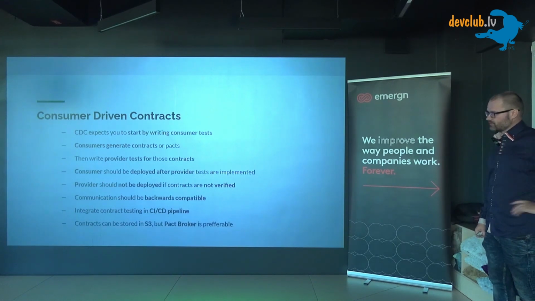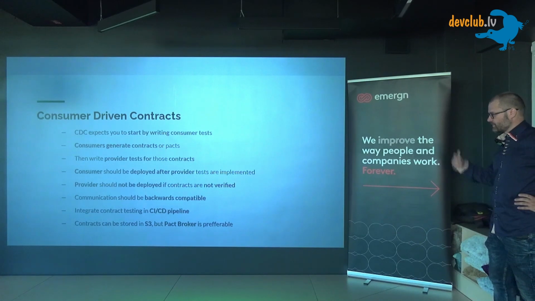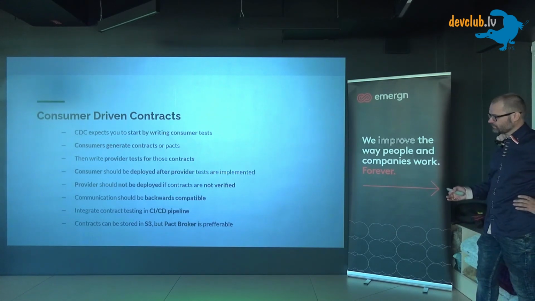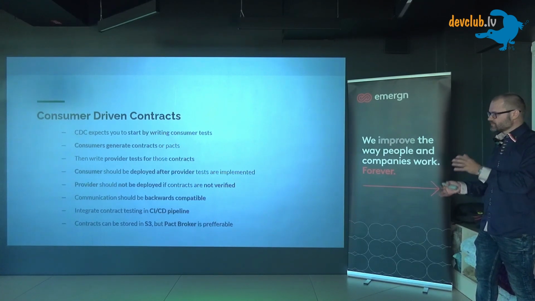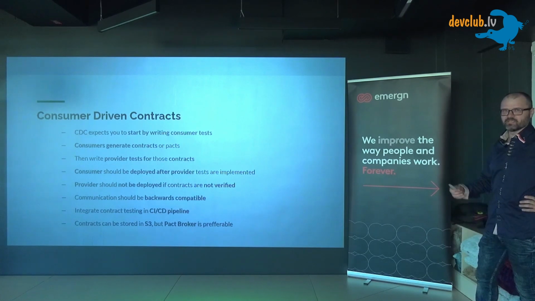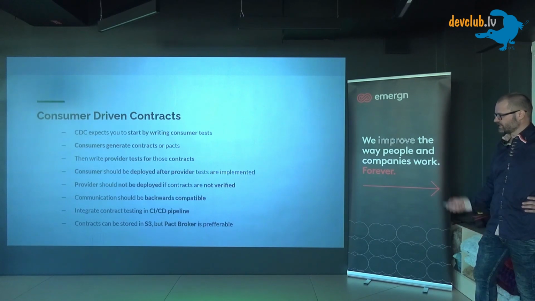So at the start, contracts can be stored in an S3 bucket, but Pact.io project provides Pact Broker, and Pact Broker is preferable, and I will explain why. But actually, the contract itself is just a JSON file, so you can easily save it as a file in a shareable location. It can be an S3 bucket, it can be a network folder or something. But then comes the verification and versioning, and that's the problem.